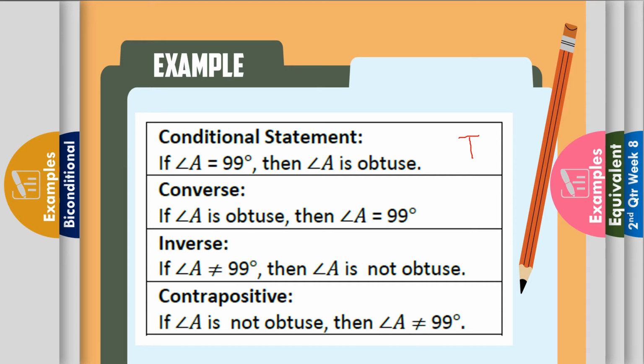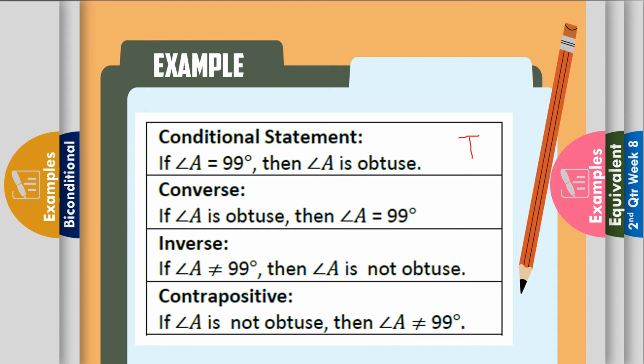Excellent, because we all know that obtuse angles are angles which measure above 90 degrees, and we have here angle A which is 99. Therefore, it is an obtuse angle, and this statement is true. Let's have its partner, the contrapositive. It's stated here that if angle A is not obtuse, then angle A is not 99 degrees. Is this statement true or false?